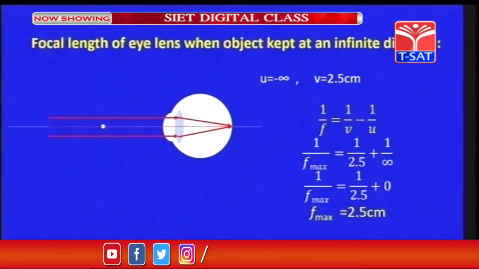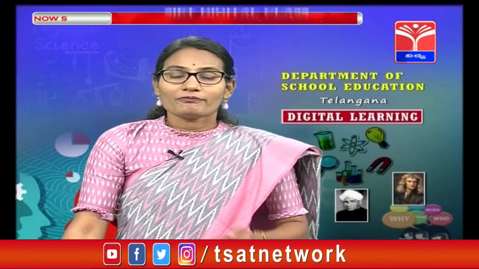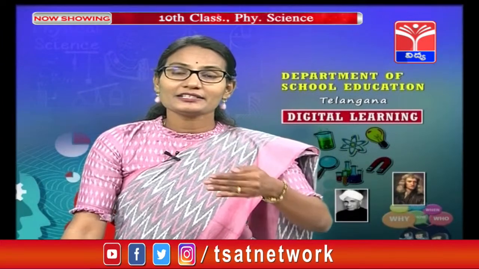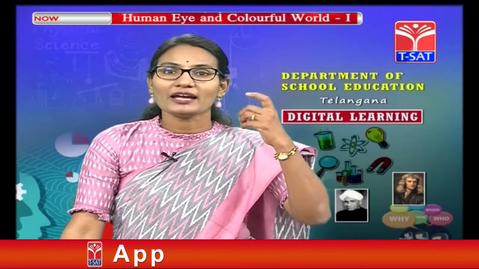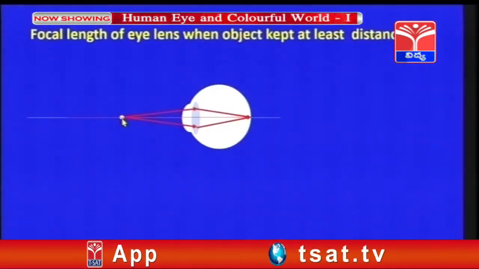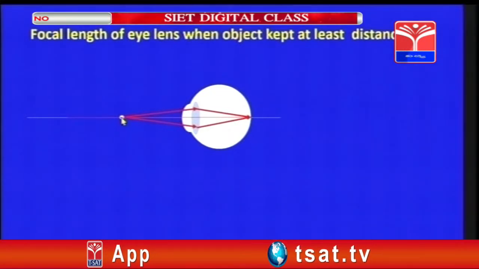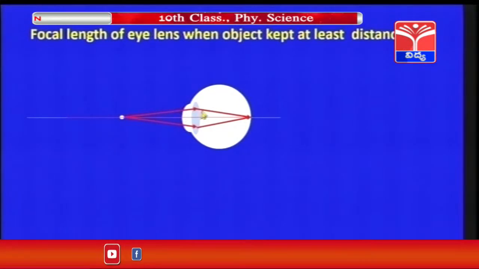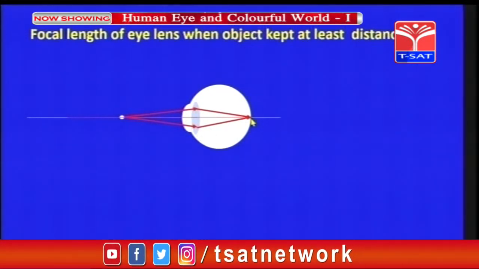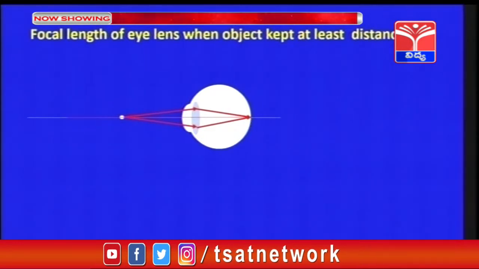Now let us calculate the minimum focal length. Whenever the object is at the least distance, the focal length of the eye lens is minimum. So let us calculate. The object is at the least distance. Here the light rays coming from this point are incident on the eye lens, meet on the retina and form the image on this.